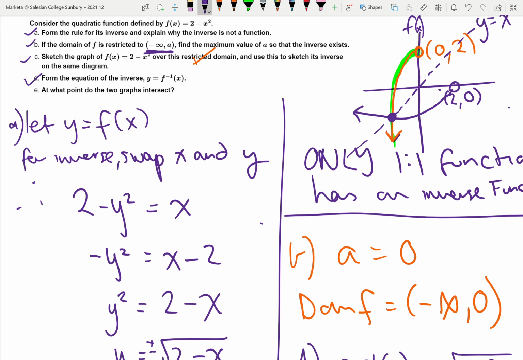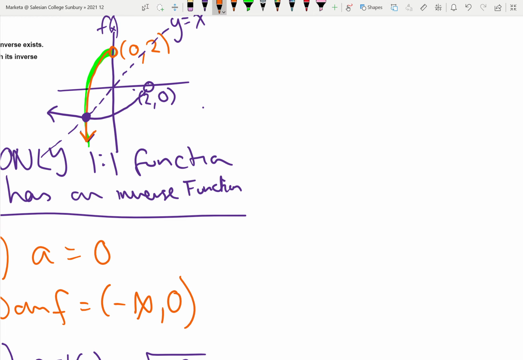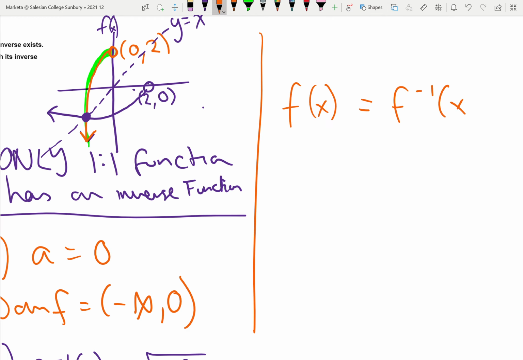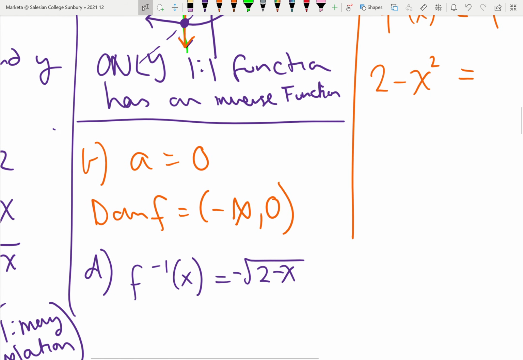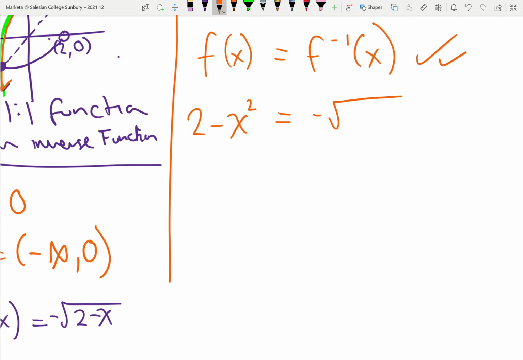So, lastly, at what point do the graphs intersect? And this is the bit where on exams and SACs, people don't do this quite so well, because people try and equate f of x to f inverse of x. So f of x equals f inverse of x. That is where it intersects. So you're right. But the equations we have there, so f of x is 2 minus x squared, and f inverse of x is negative root 2 minus x. Well, this is really quite hard to solve, so you don't want to do that.